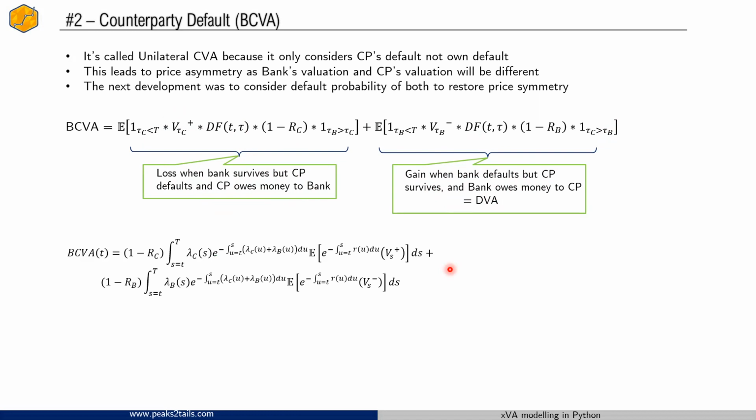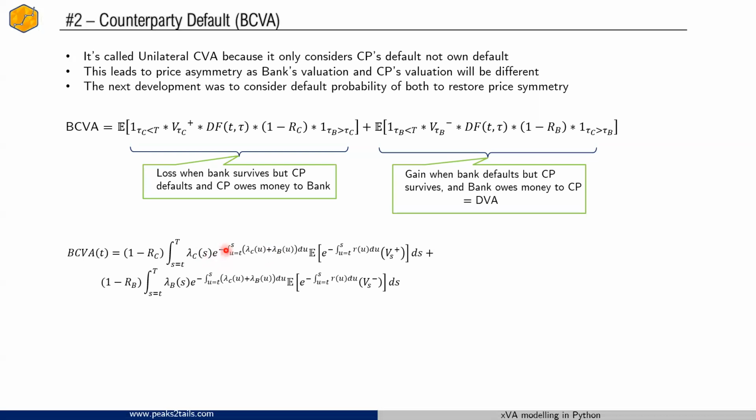Okay, so here is the expression. Same expression. There are two terms, obviously. The only thing that you have to be careful with is what lambda you're using. See, the first one concerns default of the counterparty. So I have the hazard rate of the counterparty here. LGD of the counterparty here. VS plus has to be positive exposure for the bank to capture the loss. All of this is fine. Now notice this term. This is extra. It was not there earlier.